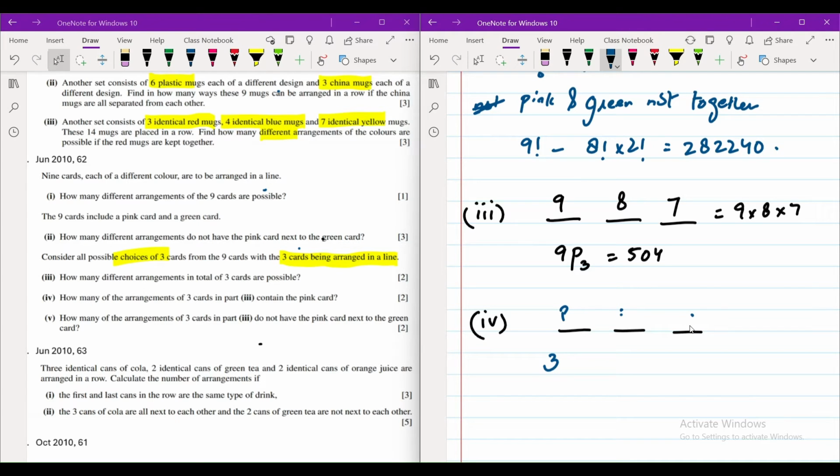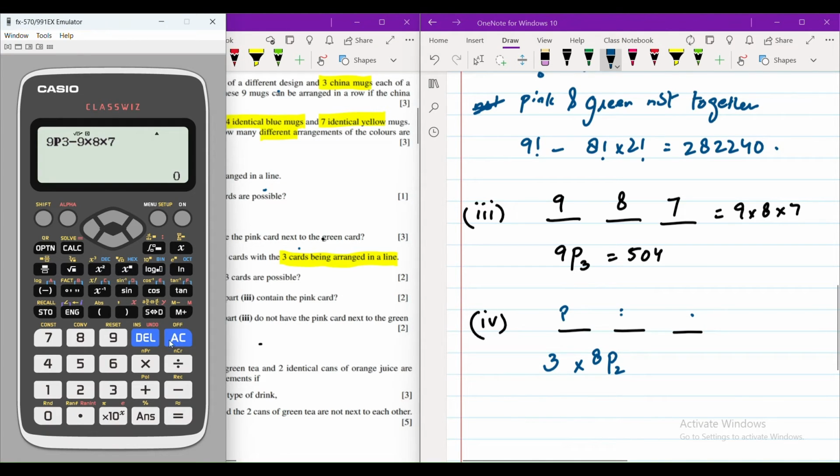And for the rest of the 2, I need it from the rest of the 8 cards. So 8p2. Pink is already selected, so I have to find from the other 8, or we have to take from the pool of the other 8 cards left for the rest of the 2 places. So we have 3 times by 8p2, 168.